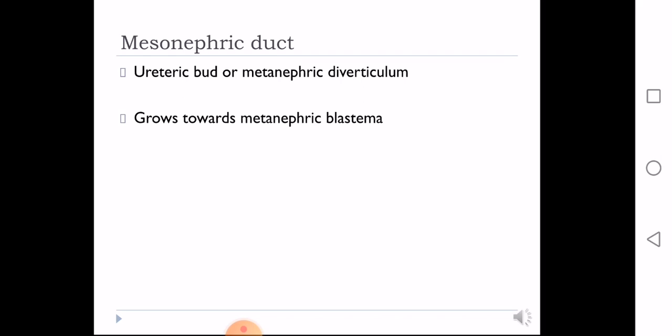Okay. Now what about the mesonephric duct? The mesonephric duct is the one that is giving rise to the ureteric bud, which you will learn in the subsequent slides. Okay, this ureteric bud is also called the metanephric diverticulum, and this grows towards the metanephric blastema.